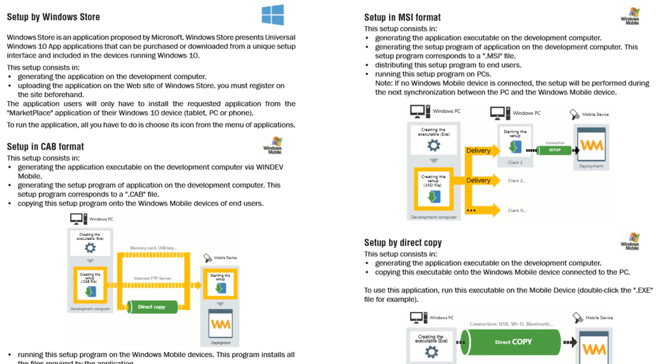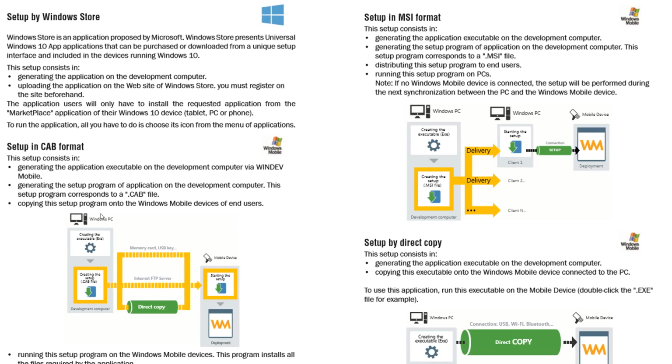Here first is the setup in .cap format. This setup consists of generating the mobile executable on the development computer via Windev Mobile. Here we will generate the setup .cap of the application on the development computer. It will create a .cap file. Then copying this setup program onto the Windows mobile devices of the end user. You see here, this is the old version of Windows mobile. First of all it will create the Windows PC executable exe, then create the .cap file.